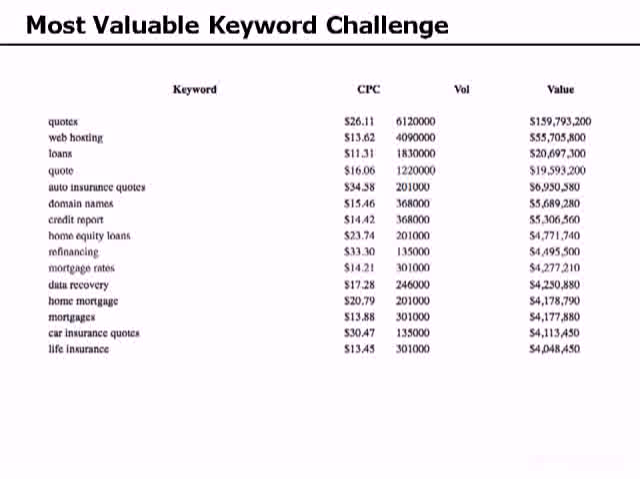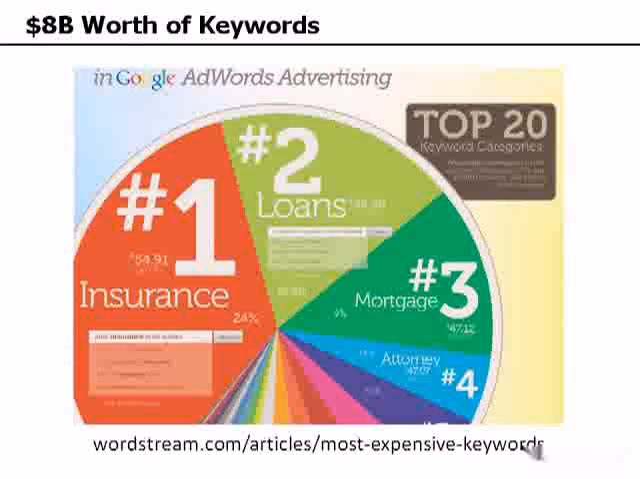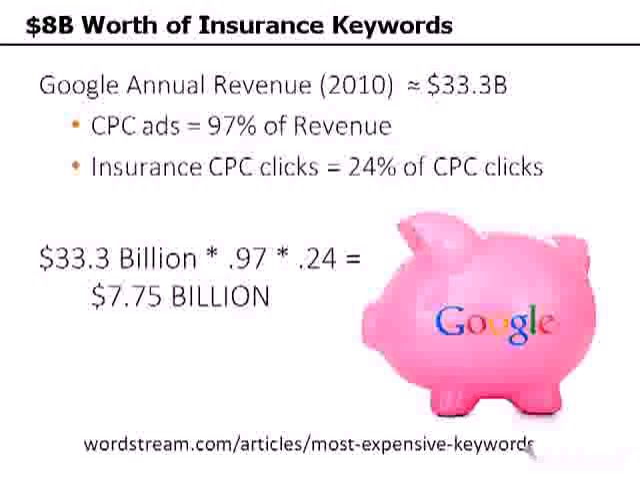So let's take that a little bit further with insurance, just because this is an industry that I'm fascinated with. And it's because of this most expensive keywords infographic from a company called WordStream. WordStream did this infographic that showed where Google makes its money in AdWords advertising. Google's annual revenue in 2010 when this was done was about $33 billion. And of that, the percentage of that revenue from cost per click or AdWords is about 97%. The percentage of insurance terms is about 24%. And that puts us at about $7.75 billion worth of clicks per year.